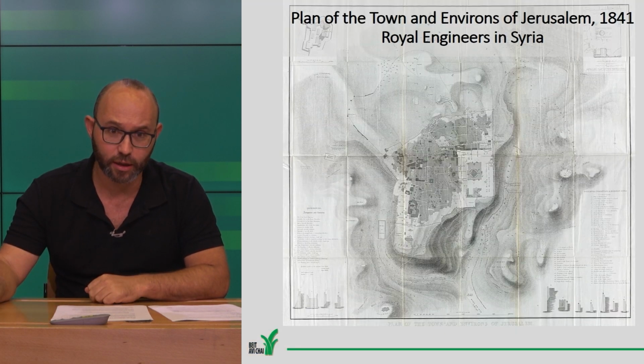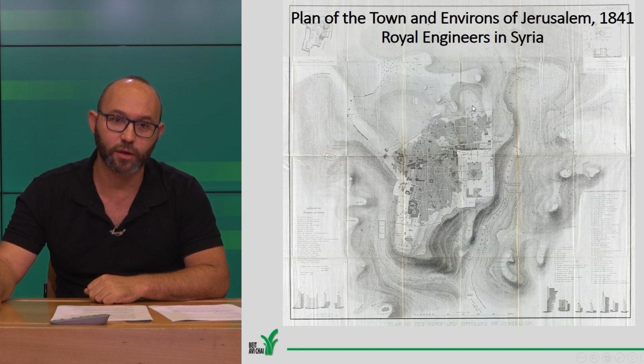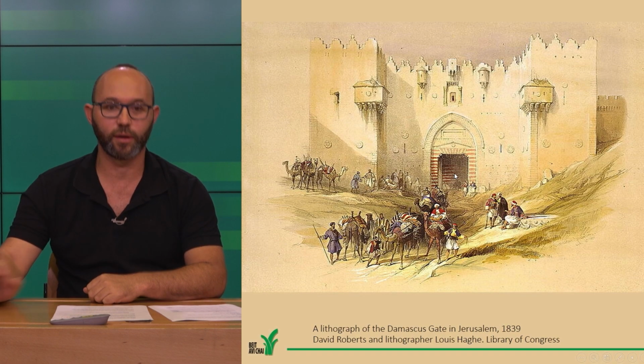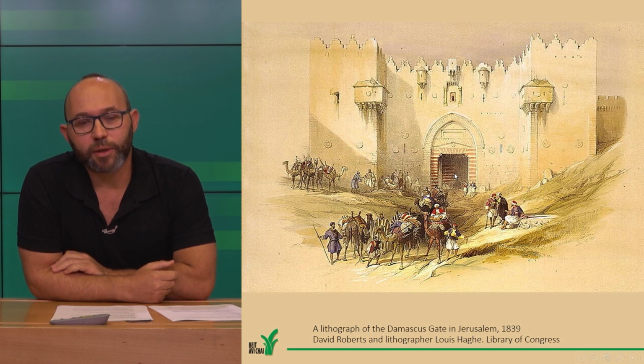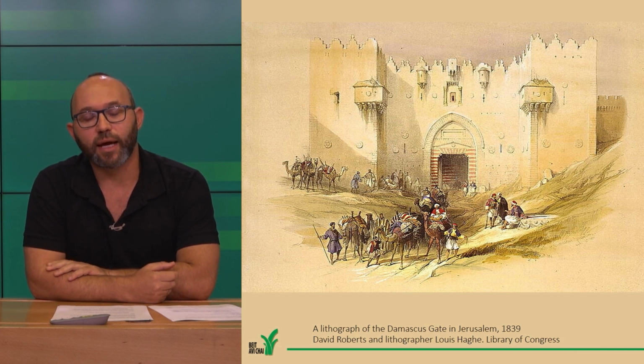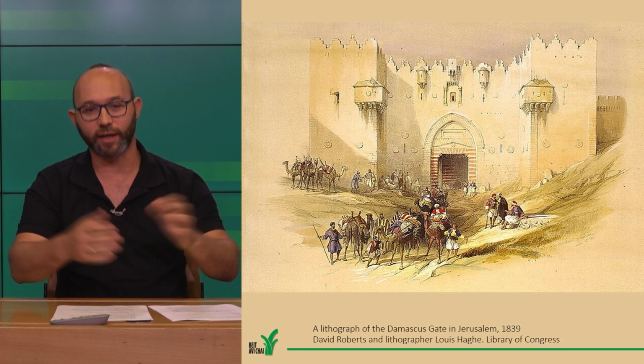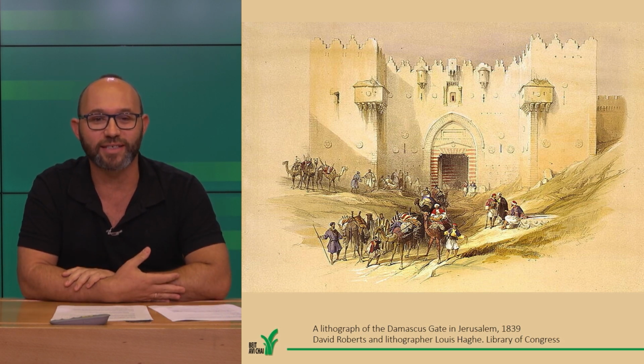If we come back to this map, this is where Damascus Gate is, and you see also topographically that this is the easier access to the city. On the other sides of Jerusalem, there are valleys. And coming back to this picture, we see this orientalistic picture of Arab men with camels and etc.